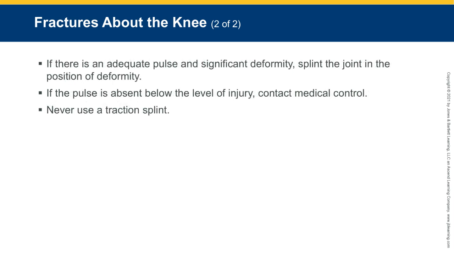If there is an adequate pulse but the knee is significantly deformed, splint the joint in the position found to avoid causing further injury. However, if there is no pulse below the injury site, contact medical control immediately, as this may indicate a vascular emergency. Never use a traction splint for knee fractures.